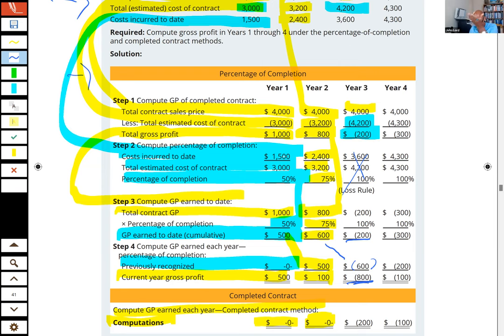Because I took income of $600,000 for the first two years, $500,000 the first year, $100,000 the second year. Now I realize, hey, I'm going to have a total loss on this contract of $200,000. So I have to take a loss of $800,000, which reverses out the income from the first two years and brings me up to the $200,000 net loss impacting retained earnings now. Question.